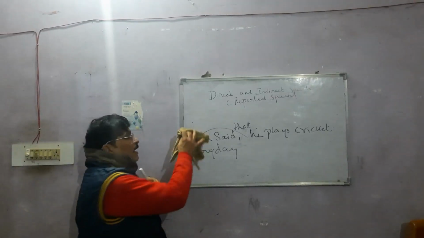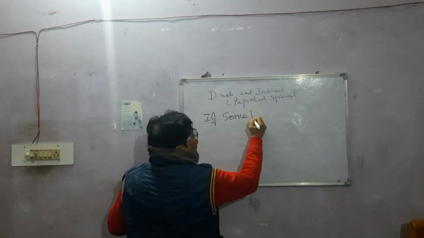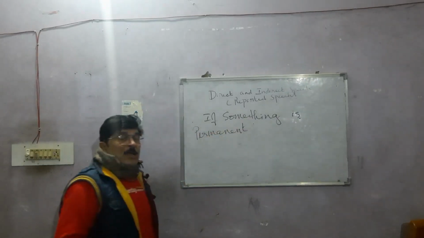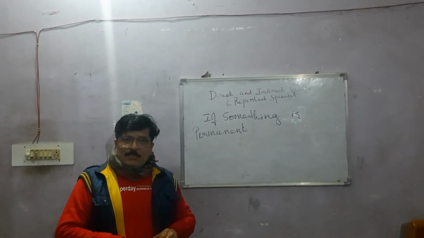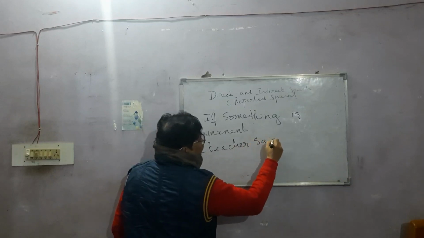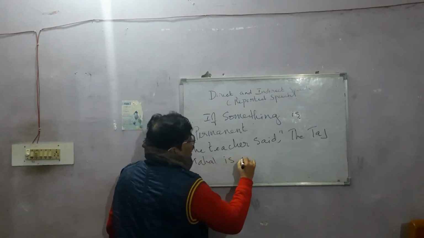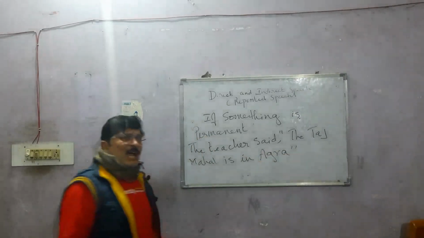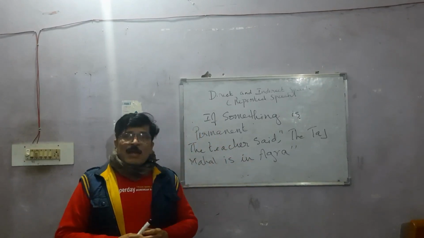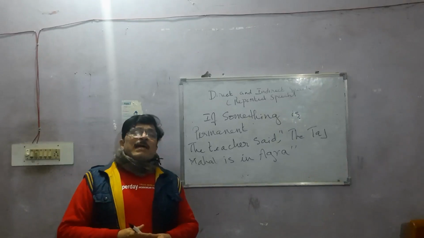And now the fourth one, the last one, is that if something is permanent. Now, what do you mean by if something is permanent? That means it is something permanent and you will never be able to change it. You cannot alter it. For example, the teacher said, the Taj Mahal is in Agra. Now you know that the Taj Mahal is a monument built by Shah Jahan hundreds of years ago, and it is still there. It's a permanent monument and you cannot replace the Taj Mahal from there to another place. That is what I mean by saying when something is permanent.